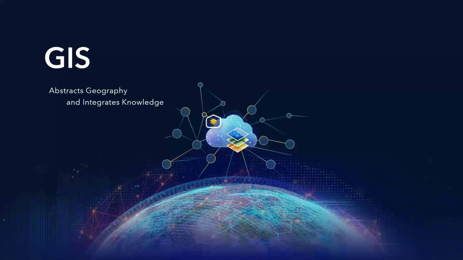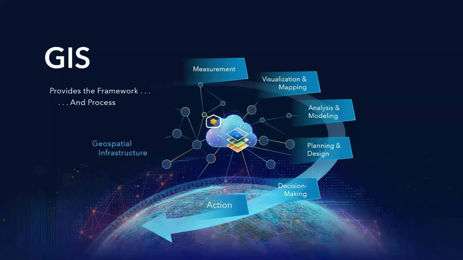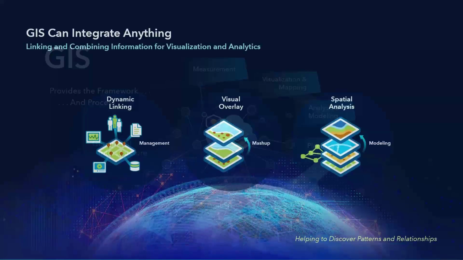GIS helps us integrate data and abstracts this kind of data as geography. Fundamentally, GIS provides us a framework and a process for integrating analysis and modeling, planning and design, decision-making, and ultimately taking action. And this GIS framework can work with real-time data in addition to static data.